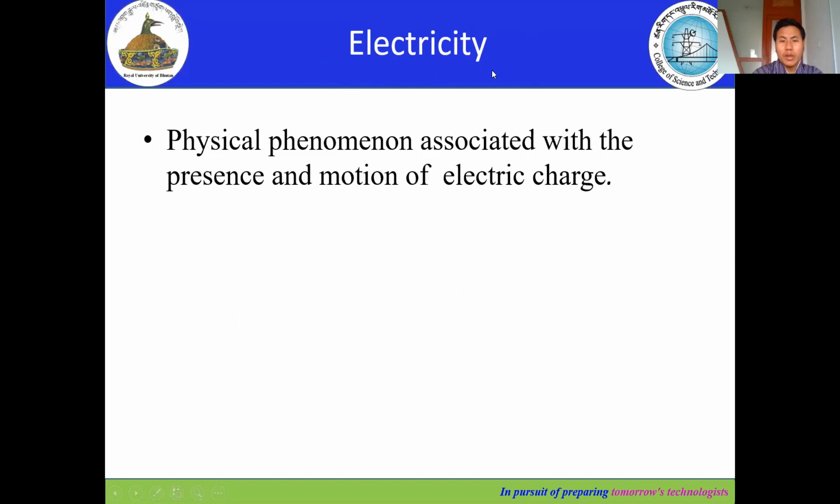Now, this is not a new term. We are using electricity every day. It is the physical phenomenon associated with the presence and motion of the electric charge. To define electricity, we are also using the term electric charge. We are going to see what is meant by charge in the later slides. The presence and motion of the electric charge gives you electricity.